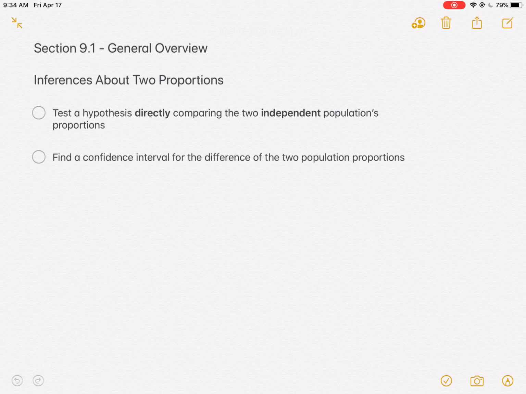All right, welcome to Chapter 9. I've organized this by section. There's no general overview of 9 itself, but I'd like to do a general overview section by section.